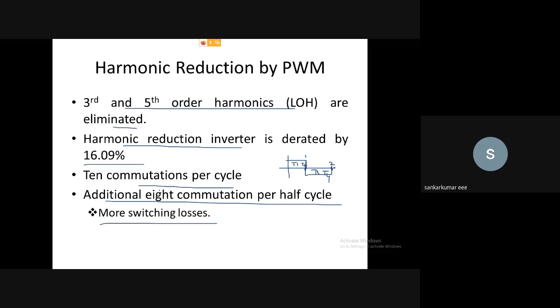So depending upon the number of commutations, the switching losses will be high. The number of times we are turning on and turning off the device will be the switching operations of that device. Depending upon the switching operations, the switching losses will be increased. If there is a lesser number of switchings, the switching loss will be less. If the switching operations are increased, the switching losses will be high.